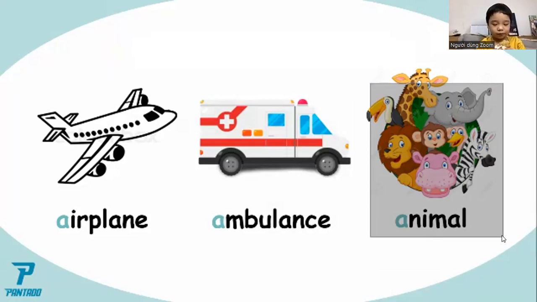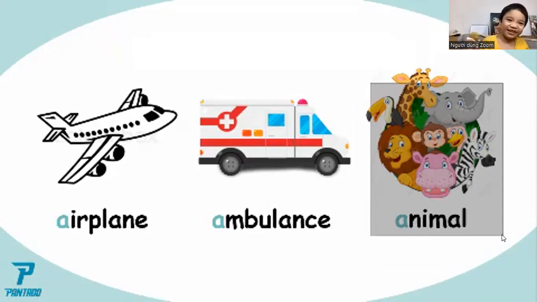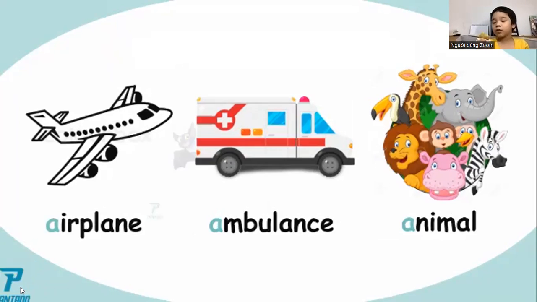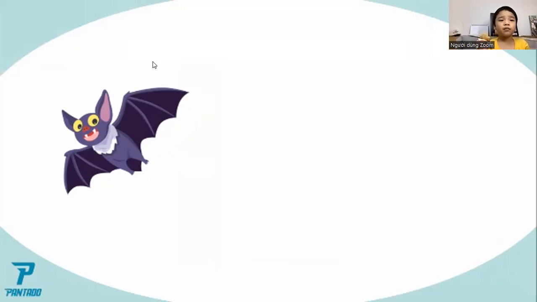What about this one? What are these? Elephant. What is this, Seiko? Elephant. I love mommy. Okay, you say animals. Animals. Very good. That is correct. Okay, so now Seiko, let's proceed with the next slide.